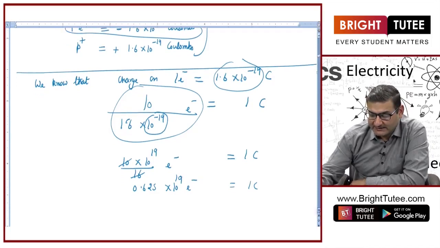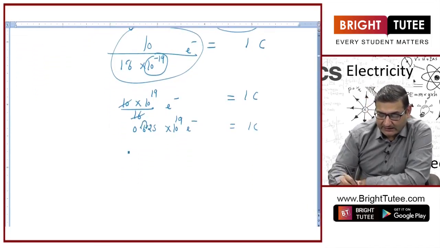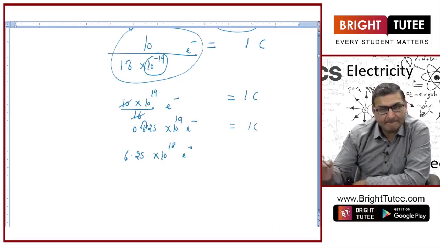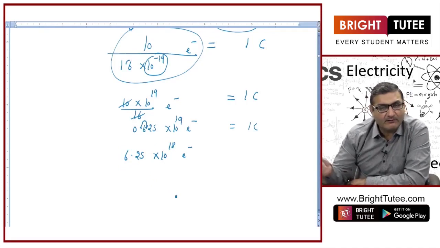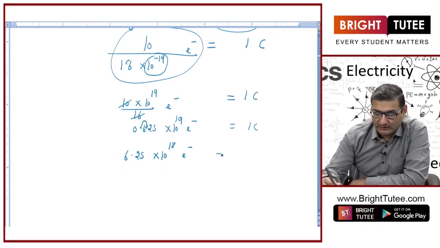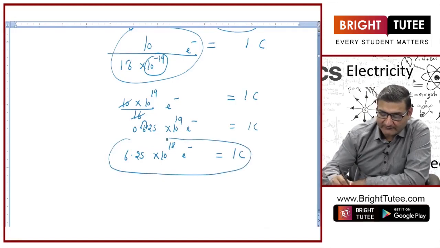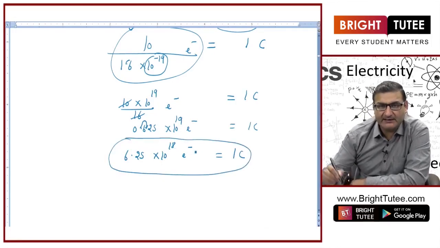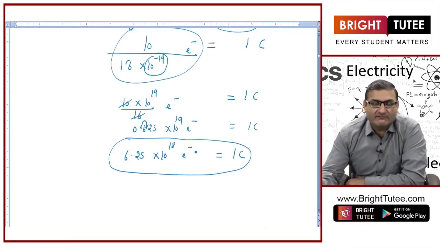Taking it to one decimal place, I can also write it like, I'll take one decimal place out here, I'll say 6.25 into 10 to the power 18 electrons. Why? Because if I take one decimal here, it will be over 10 to the power 19. So I can conclude that if 6.25 into 10 to the power 18 electrons come together, then their equivalent charge will be 1 coulomb.